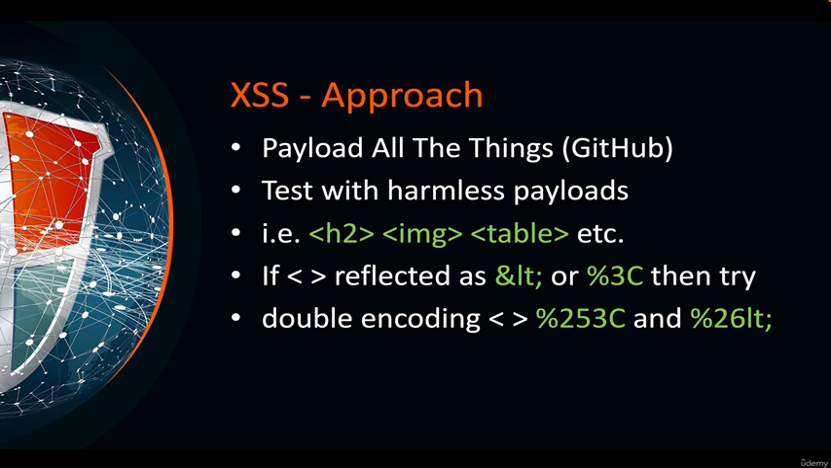Then start with harmless payloads. Don't start with script tags and stuff like that. See how it behaves with an H2 tag or an image or a table tag. And sometimes if you see angle brackets being encoded, it doesn't mean to give up, right? They're doing something right, but what if you double encode it? You might as well bypass that filter. So it's not always give up on the first try. There are always multiple routes to success.